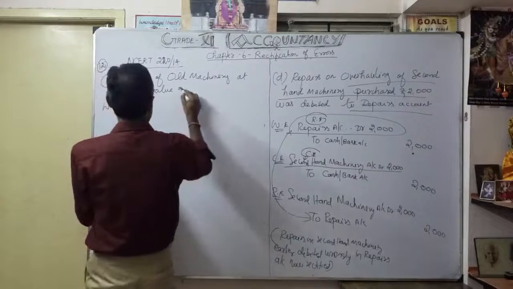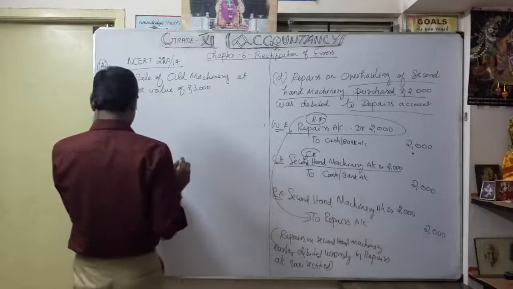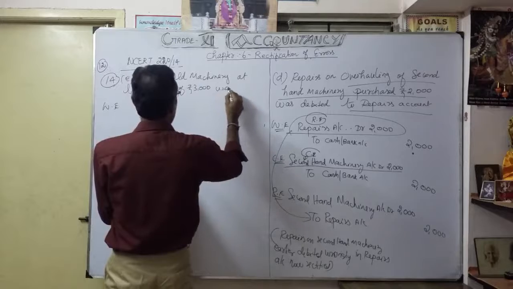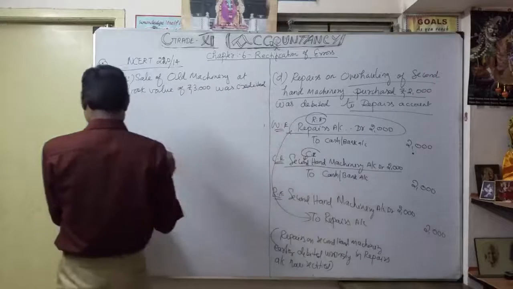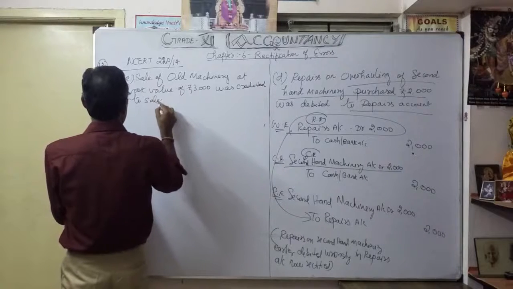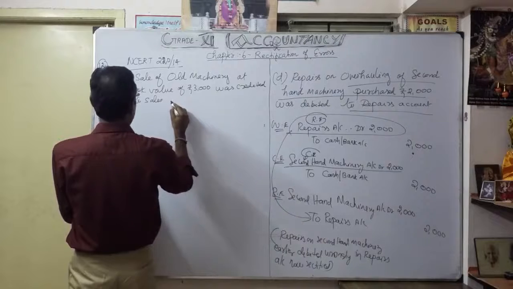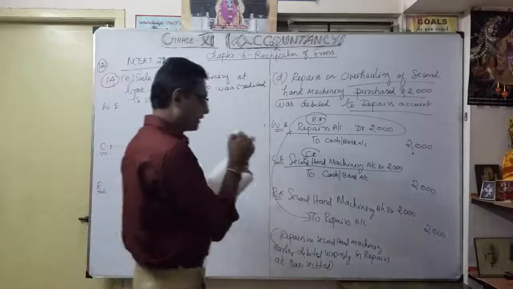How much? 3,000 was credited to sales account. Okay, that's the mistake they made.